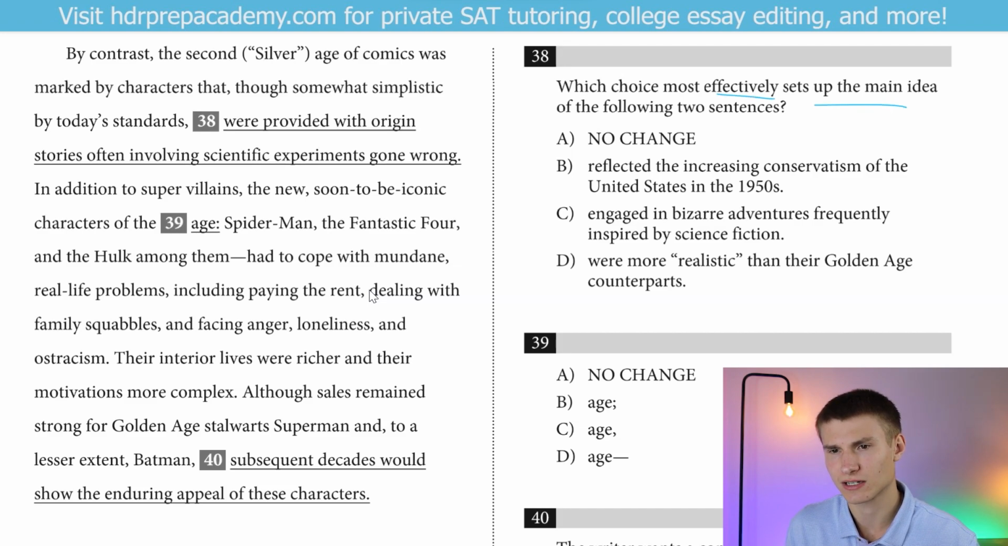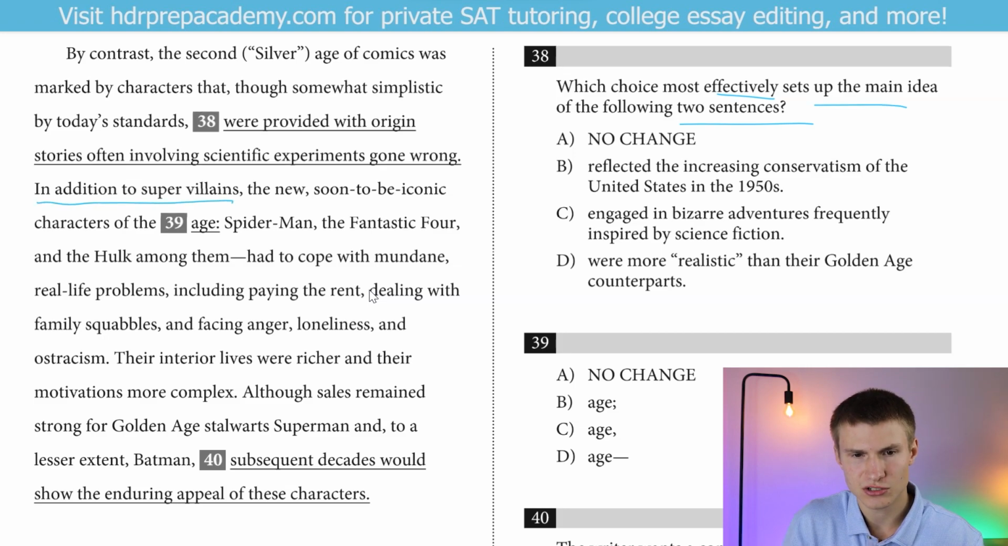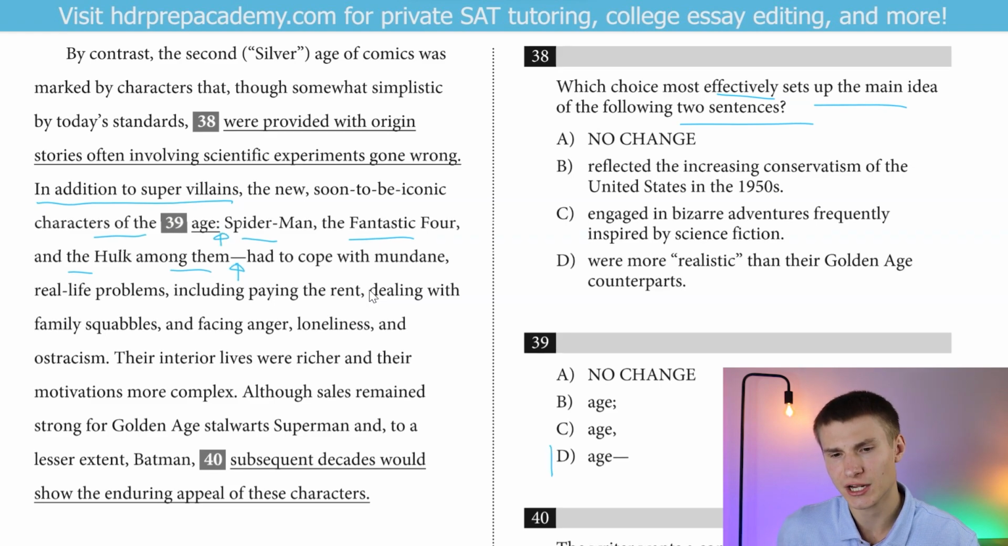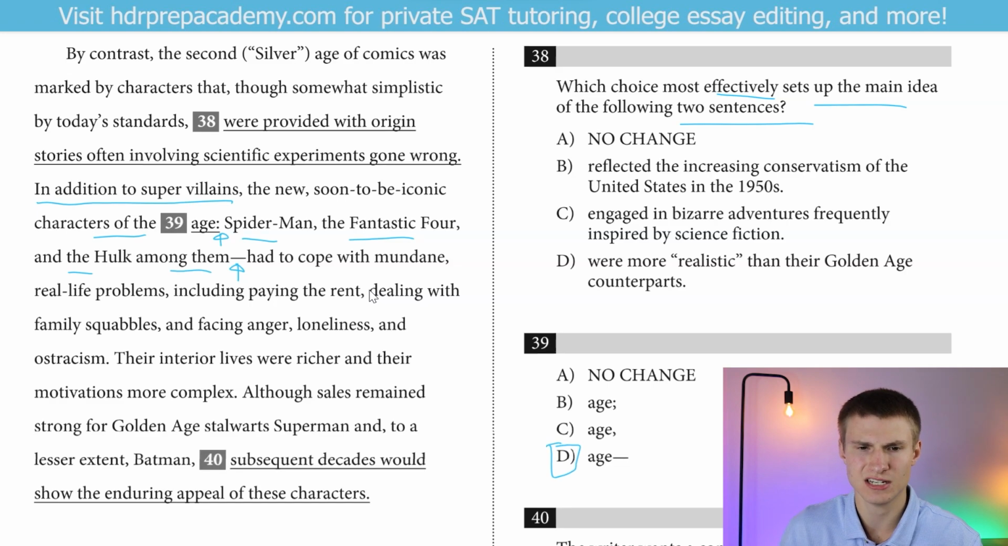and now we're asked for what most effectively sets up the main idea of the following two sentences, which means we have to read on. We have, in addition to supervillains, the new, soon-to-be iconic characters of the age, Spider-Man, Fantastic Four, and the Hulk among them. Keep in mind, I see I have a non-essential phrase or clause indicated by this em dash and also the punctuation here. In order to make those match, I have to have another em dash, therefore answer choice D.